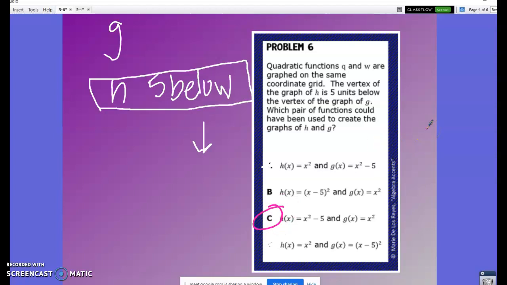So Desmos.com is completely free if you have a computer. If you have a tablet, the Desmos app is also completely free.